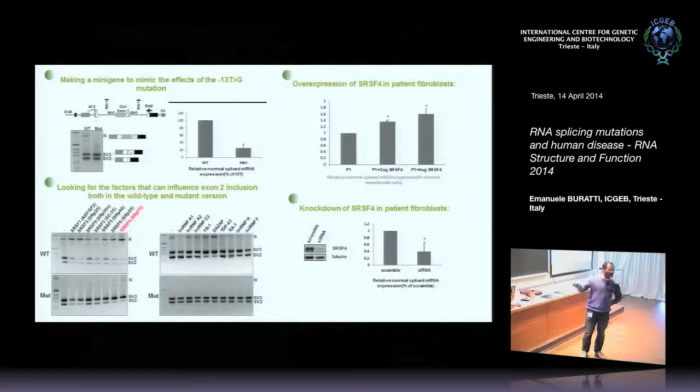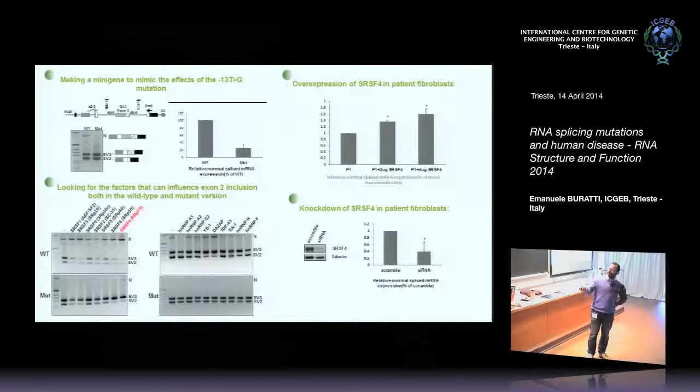So we took these two mini-genes and co-transfected them with a whole series of SR proteins and hnRNP proteins, and we were simply interested in knowing which of these factors was capable of improving, in the mutated mini-gene, the recognition of the whole exon 2. And you can see from these RT-PCR experiments that only one factor, called SRp75 with the old nomenclature, but SRSF4, was capable of improving recognition of the normal exon 2 in the mutated context.